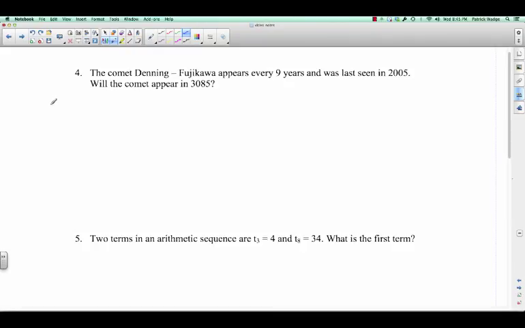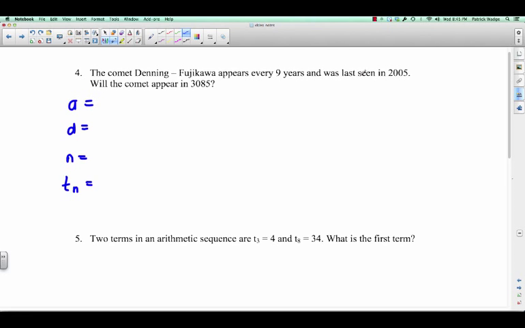Next, the comet Denning-Fujikawa, love that name, appears every 9 years and was last seen in 2005. Will the comet appear in 3085? Okay, well let's start with our list. A, d, n, T sub n. So, do you know the first number in this sequence?